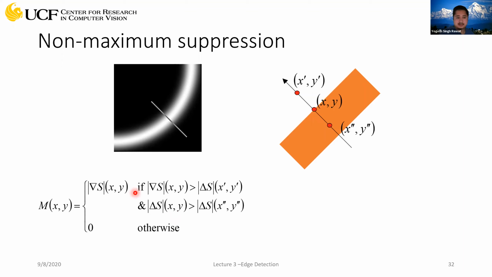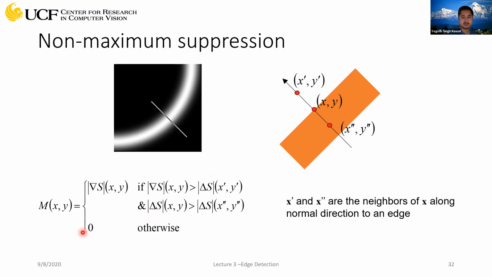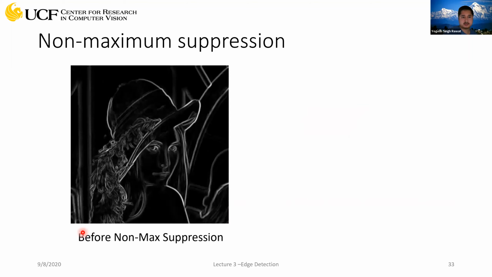This is simply what I described, and you can write it in equation format. You will keep the value of the edge if it's greater than x prime, y prime, and it's also greater than x double prime, y double prime. Otherwise, you will mark it as 0. So that was non-maximum suppression, and you will do that for all the locations for which you have computed the edges.